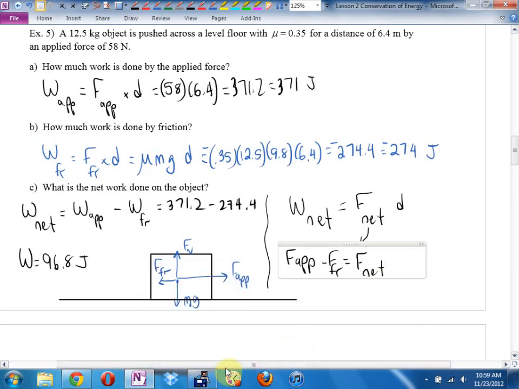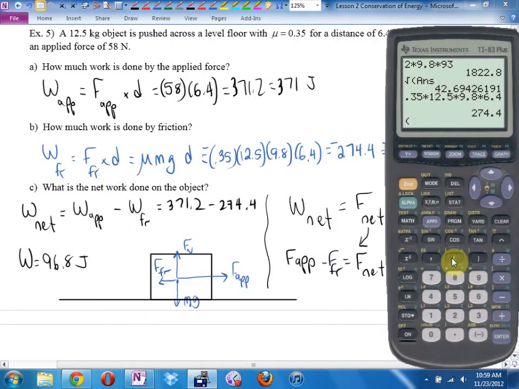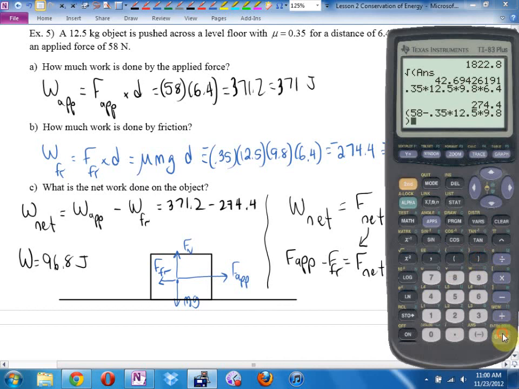That's your net force. In fact, if I take that applied force of 58 minus friction, which was 0.35 times 12.5 times 9.8, that's my net force right there. If I multiply that by 6.4, holy smokes, what do I get exactly? 96.8. Which one's right? Whichever's less work.